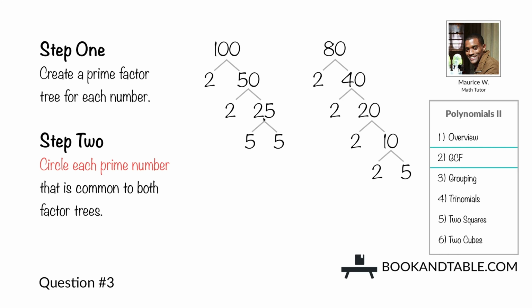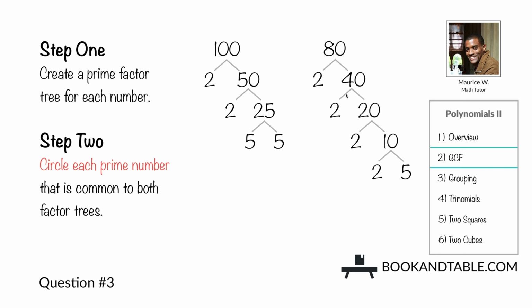25 is odd, so you want to start by trying to divide it by 3, which you cannot. Then you try dividing it by 5, which you can, giving you 5 times 5. We have all prime factors now at the end of our tree, so that one is done. For 80, we have 2 times 40.